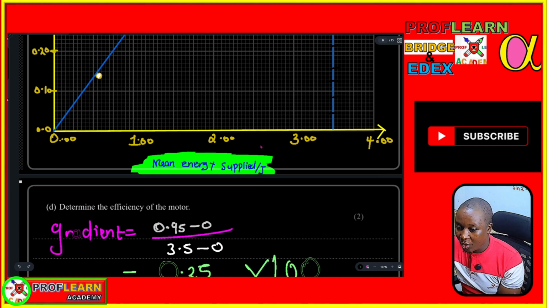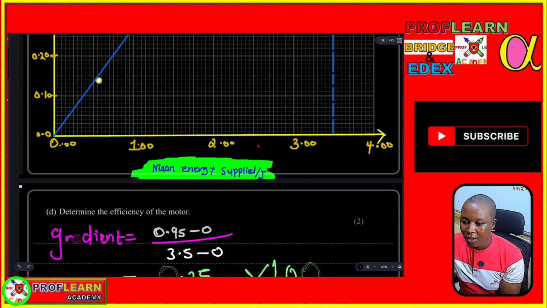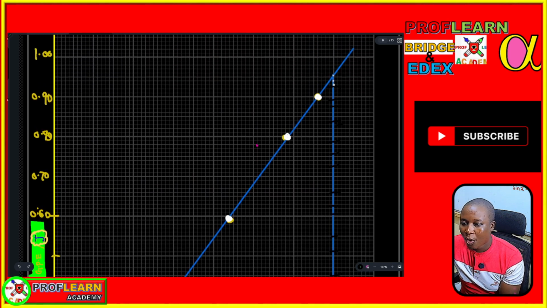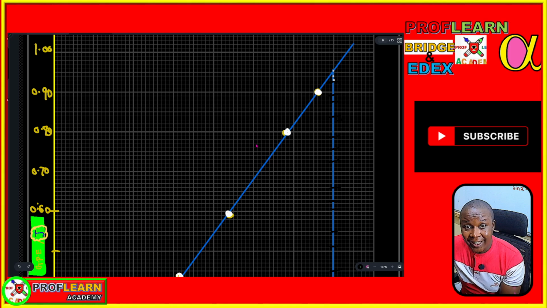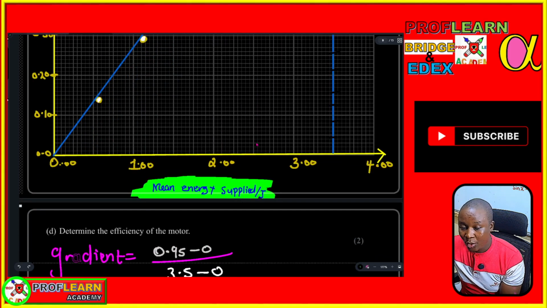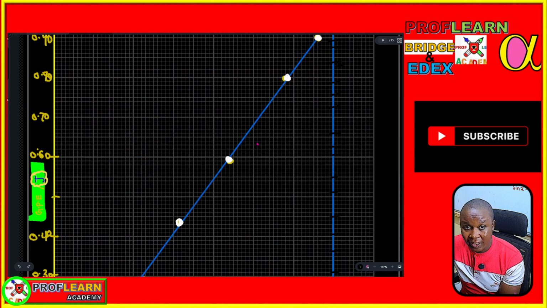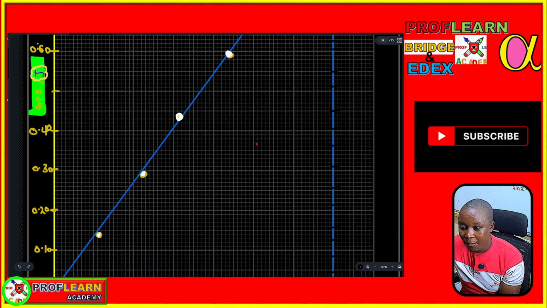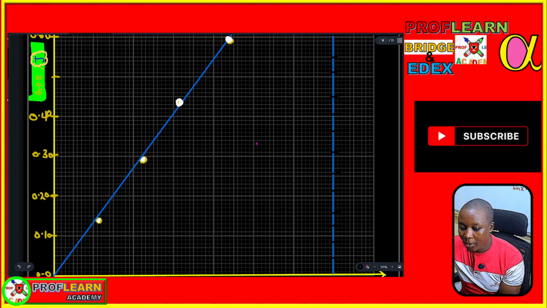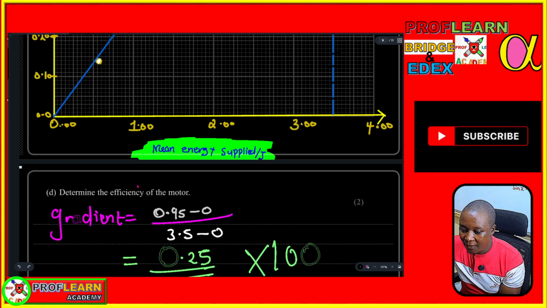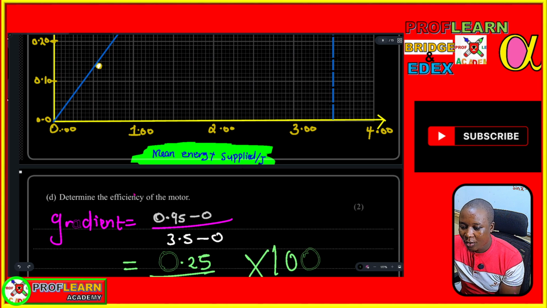Another thing you have to ensure when you are plotting this graph, you have to choose a scale that will enable you to use almost 3/4 of the graph. Your graph should cover almost 3/4 of the graph. For you to earn those points, ensure you plot all the points properly for you to earn the marks. Determine the efficiency. In this case, the student was asked to determine the efficiency.